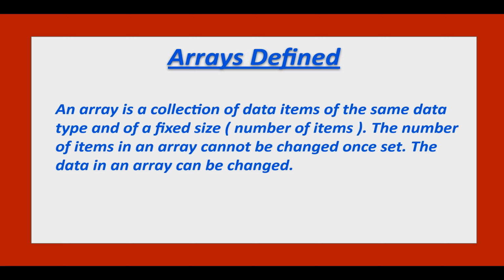Really, if you take this out to the broader computer science definition, an array is a collection of items of the same data type and a fixed size. So really remember those two. Same data type, like all integers, all strings, all doubles, and a fixed size, meaning you cannot add or remove items.